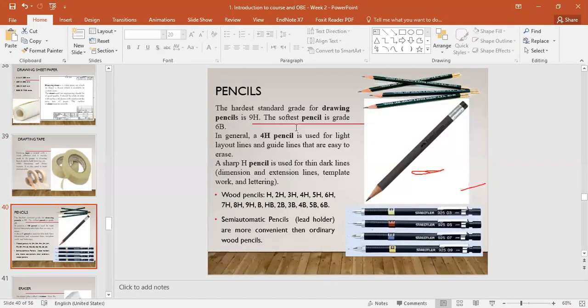There are different types of pencils. As we go towards H2, H3, H, the pencil becomes hard, and as we go towards HB, 2B, the pencil becomes soft. The hard pencil is used for layout, and the soft pencil is used for sketching.